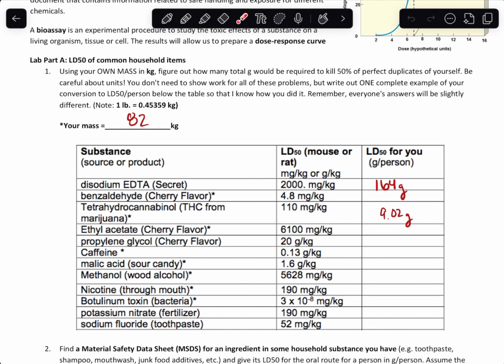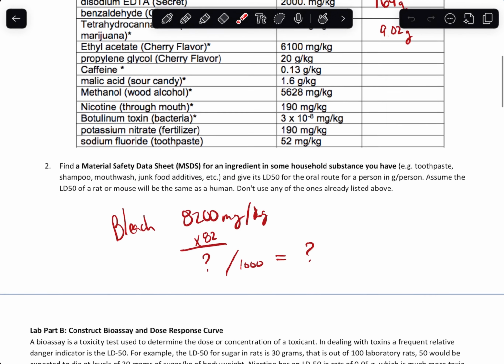So that's what these numbers represent. Anything with milligrams, I would need to multiply it, but then divide by 1,000. Anything that's already in grams, all I do is multiply. That's it. So like for this one, for propylene glycol, which is a chemical that simulates cherry flavor, I would just need to do 82 times 20, and then I can write it down, since it's already in grams. And so you'll fill this out, and then you'll move down to question 2 here.